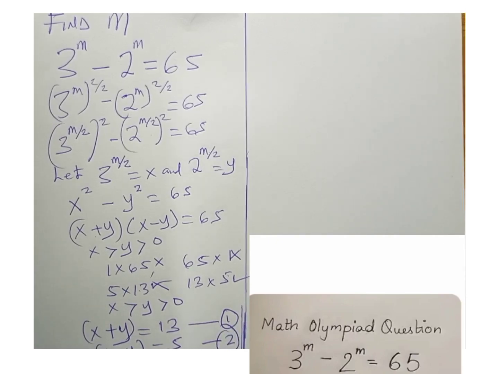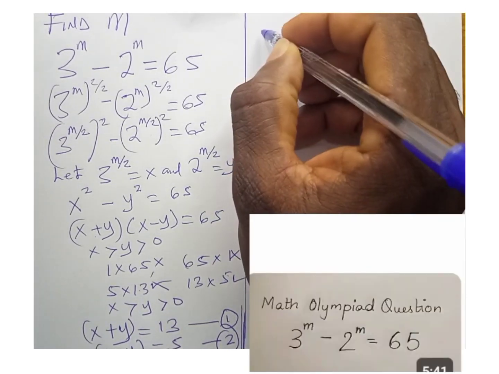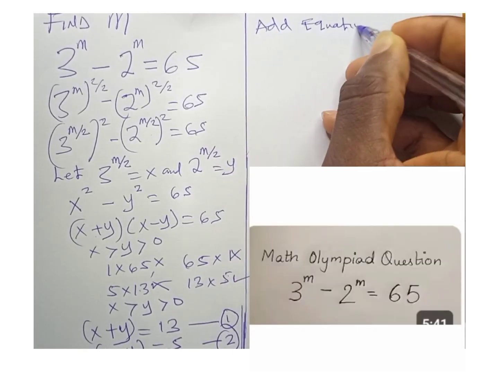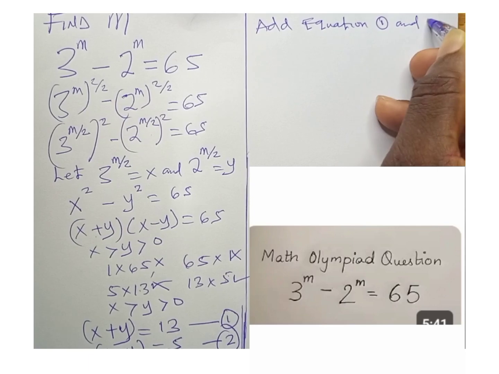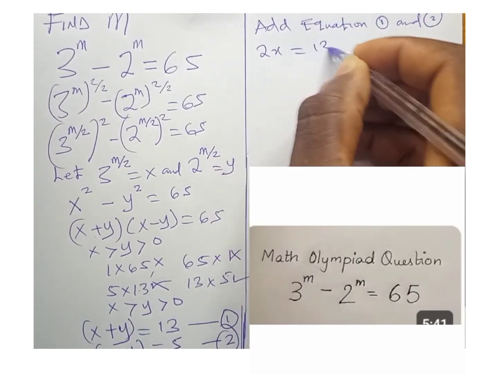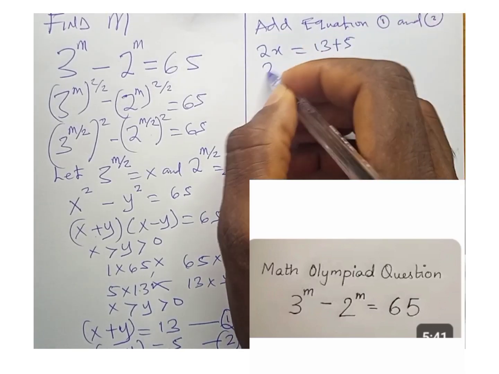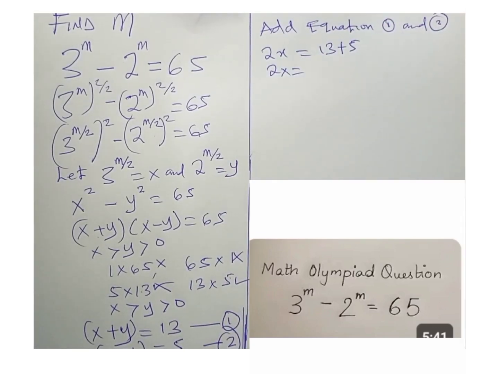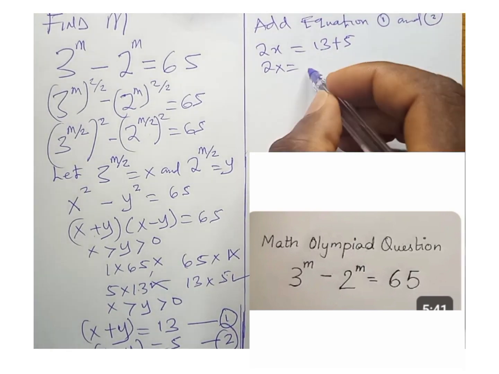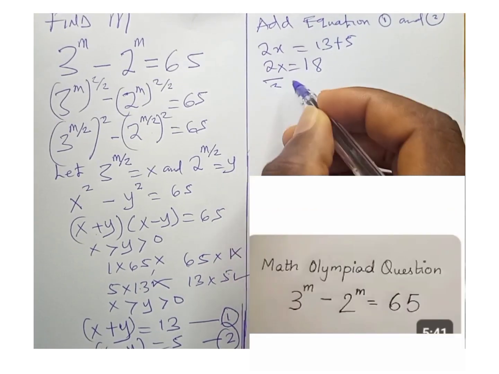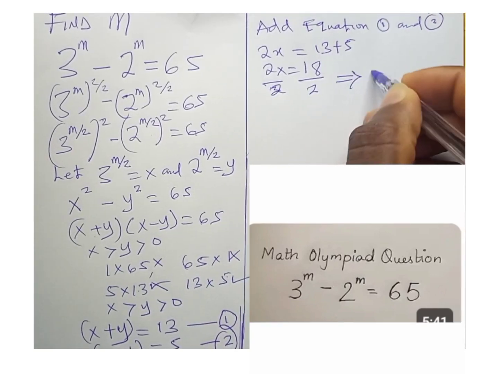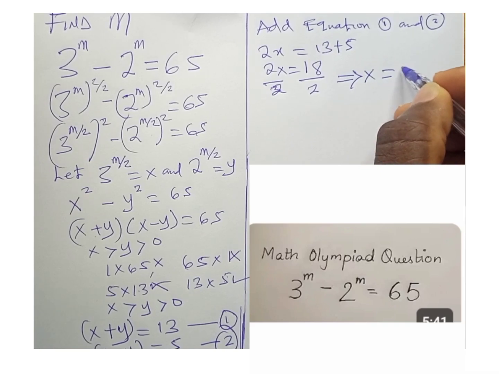If we solve it simultaneously by adding equation 1 and 2, we're going to have 2x equals 13 plus 5. The result is 18. So dividing by 2, this implies that x is equal to 9.